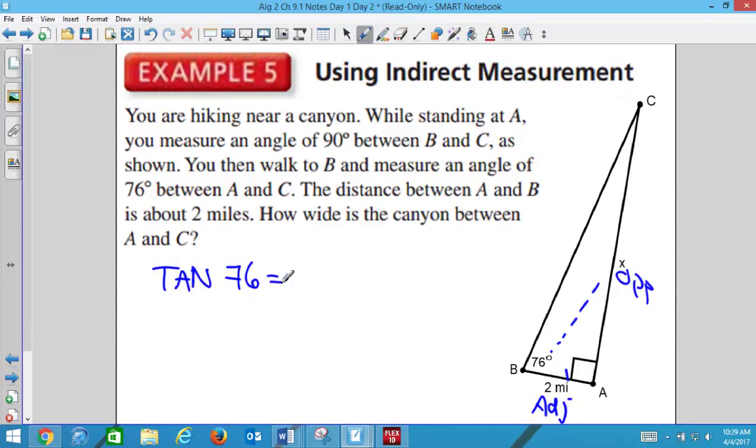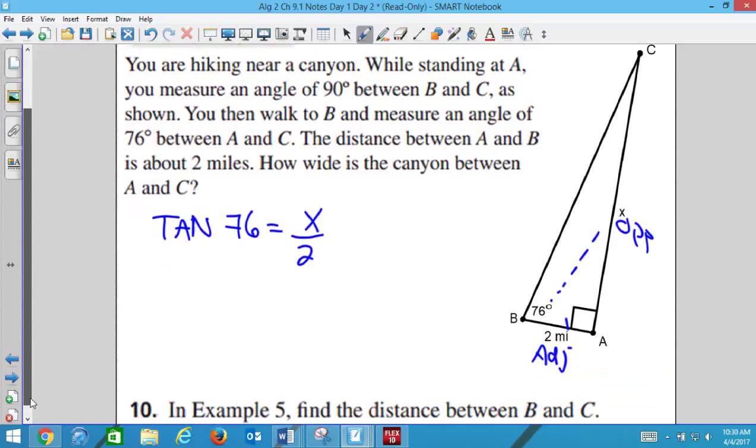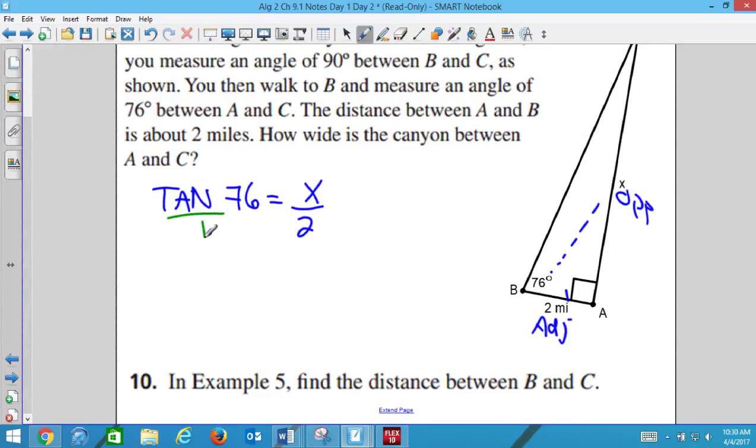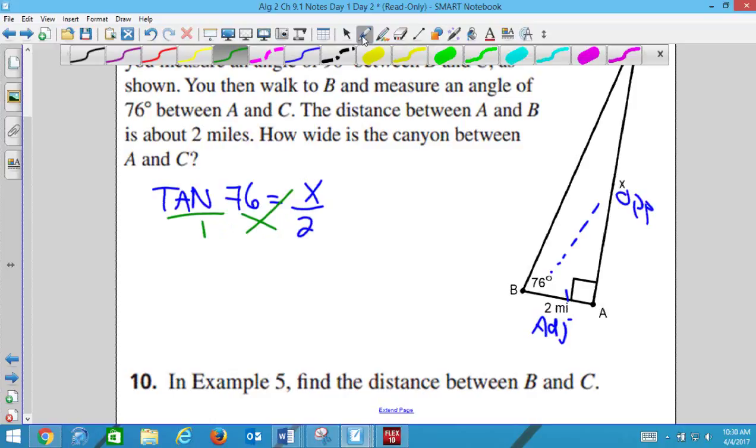Tangent is equal to opposite over adjacent, x over 2. And then do we know tangent 76? Is that from our chart? That's 4.01. Do we know it? Yes or no? I calculated that. Do you know it? Okay, so the answer is no. Since the answer is no, we have to use our calculator. Put it over 1, cross multiply.